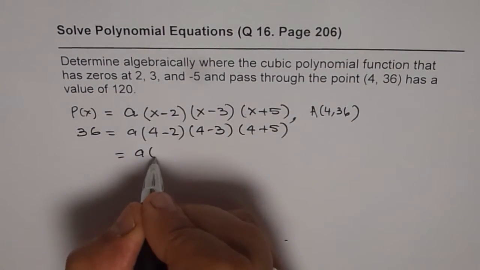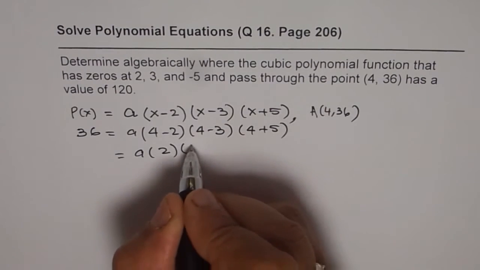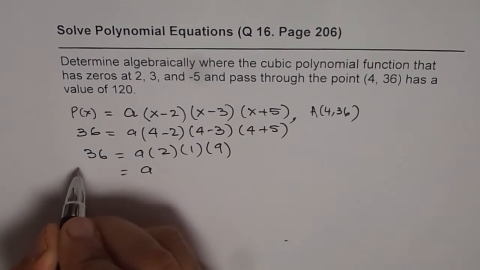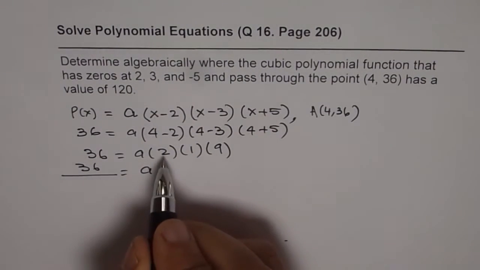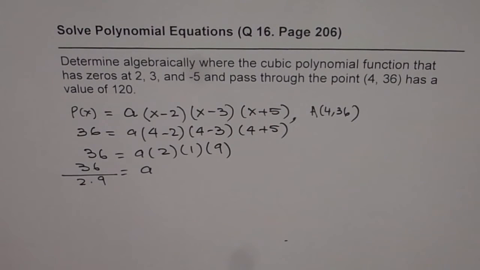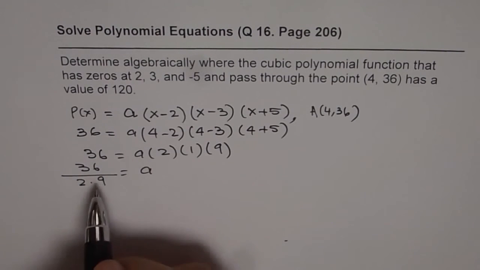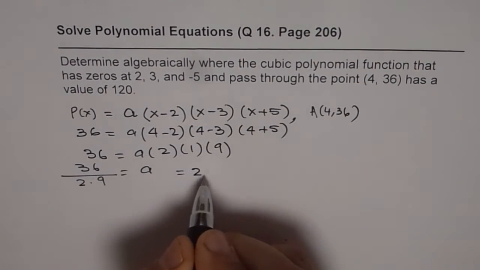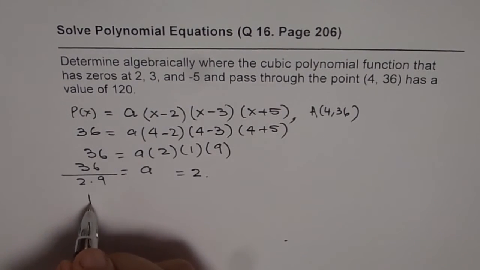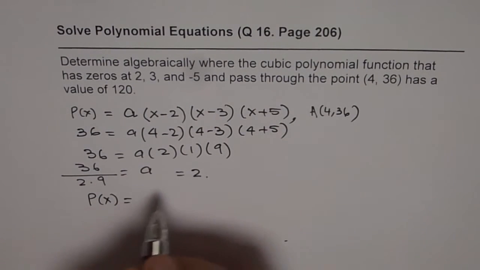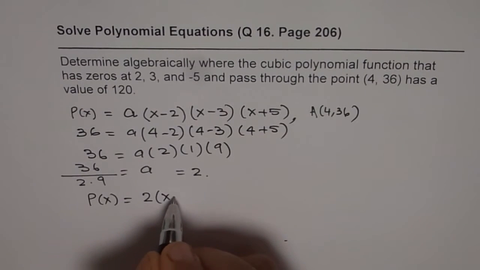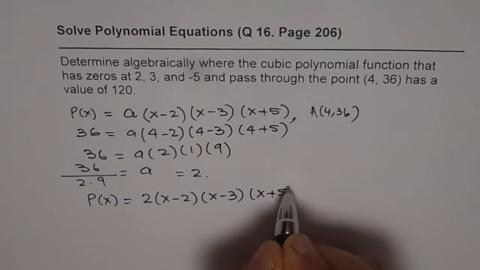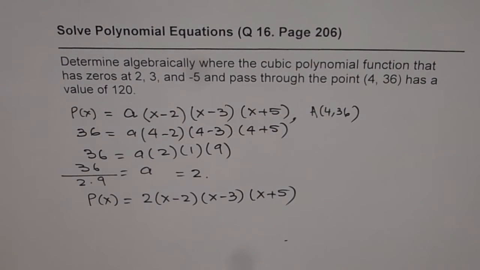Okay, let's simplify. 4 minus 2 is 2, 4 minus 3 is 1, and 4 plus 5 is 9, which equals 36. So a should be equal to 36 divided by 2 times 9. 2 times 9 is 18, and 36 is 2 times 18. So we get a equals 2. Since we know a, we can write down the polynomial function itself: 2(x - 2)(x - 3)(x + 5). So at least we have the polynomial now.